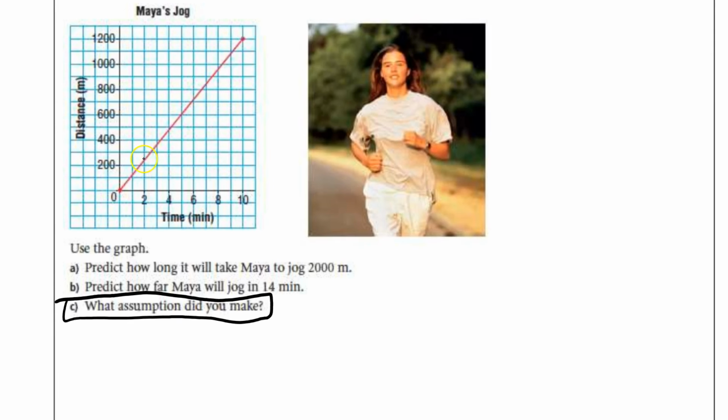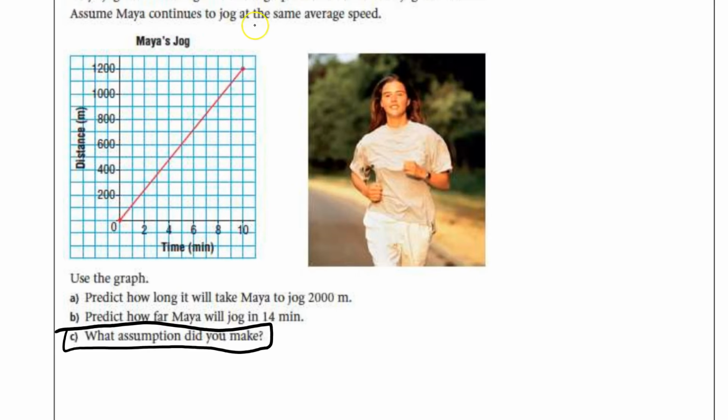So with this graph, it says right here, assume that Maya continues to jog at the same average speed. So what assumptions are we making? We're assuming that she, or Maya, let's be more specific. That's how I spell my friend Maya's name. M-A-Y. Hey, that's how you spell this Maya's name. So Maya, we assume that she can run indefinitely.